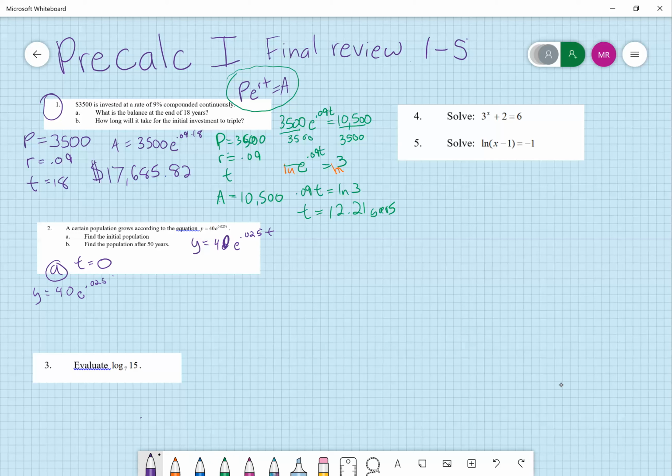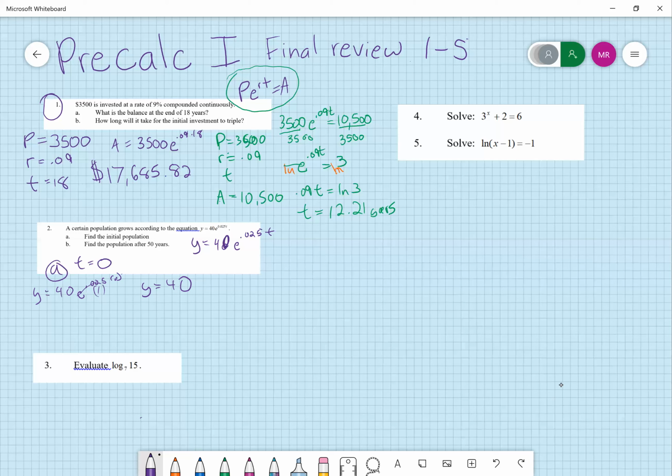Now, anything times 0 is 0. Anything raised to the power of 0 is 1. So e to the 0 is 1. Now 40 times 1 is 40. So we know that initially the population of whatever it is, is 40. So that's part A. Part B asks us to find the population after 50 years.